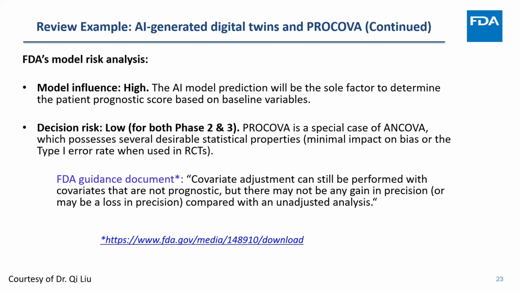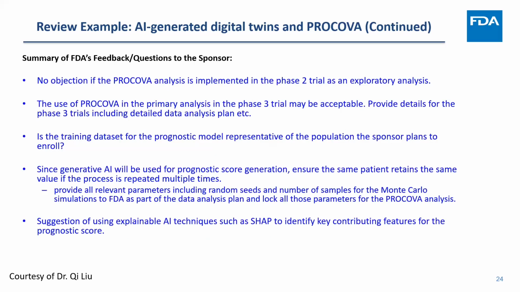Which have a lot of well-established statistical properties, right? A minimum impact on the bias or the type 1 error, right? So that means if there is any issue with the algorithm, it will only inflate the type 2 error, right? The type 2 error means it's a sponsor risk, right? They fail the trial, right? So that's why we believe this type of exploration is fine.